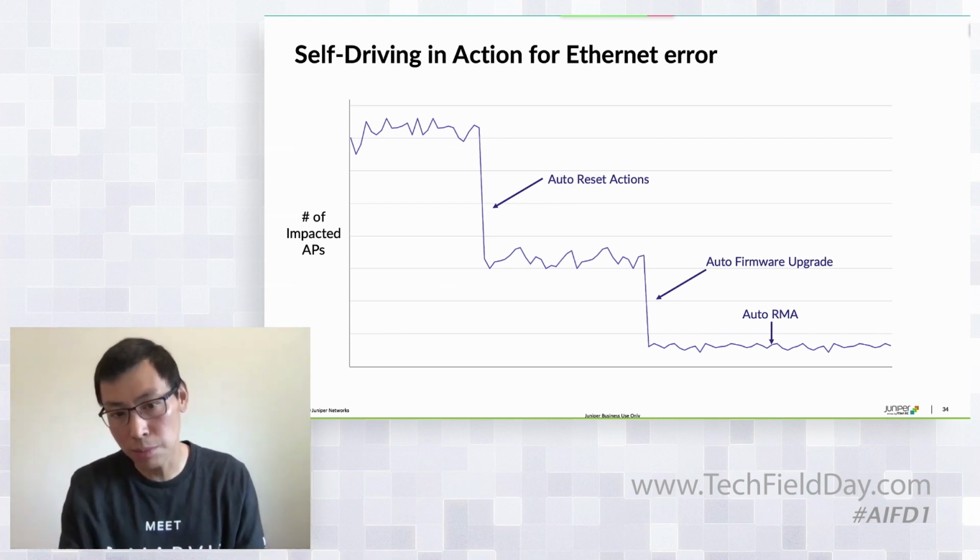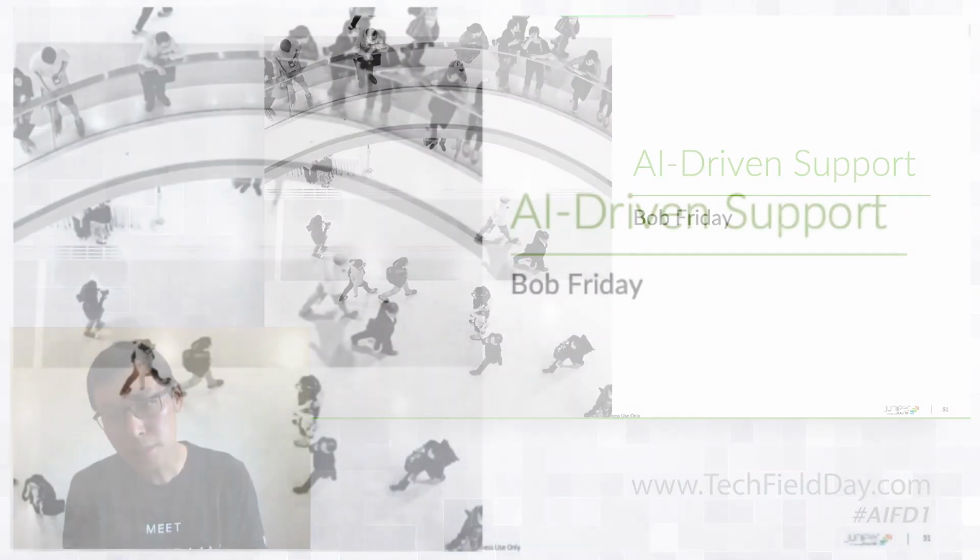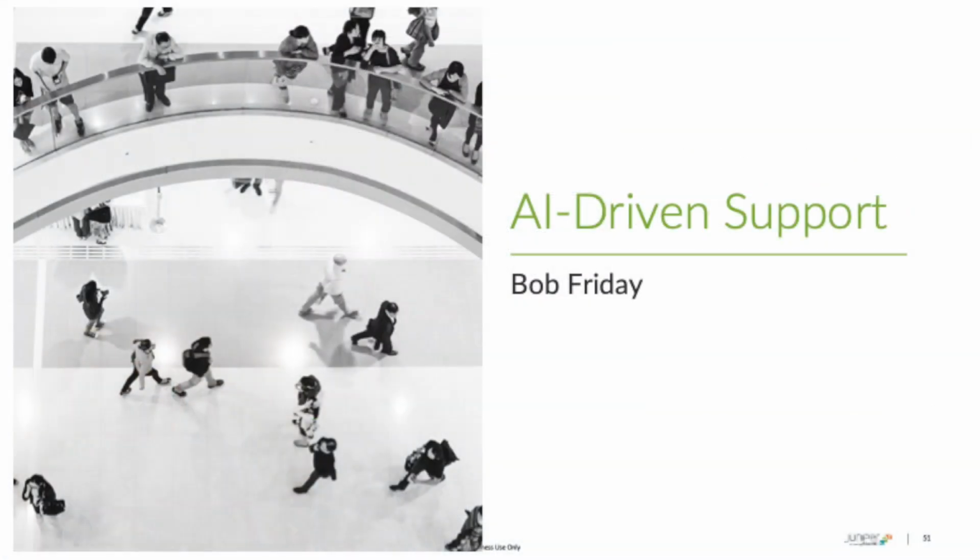What's remaining at the bottom are the hardware failures. In that case, we do the auto RMA for you. So all these three together cover almost 100% of this Ethernet error problem for all of the Mist APs.